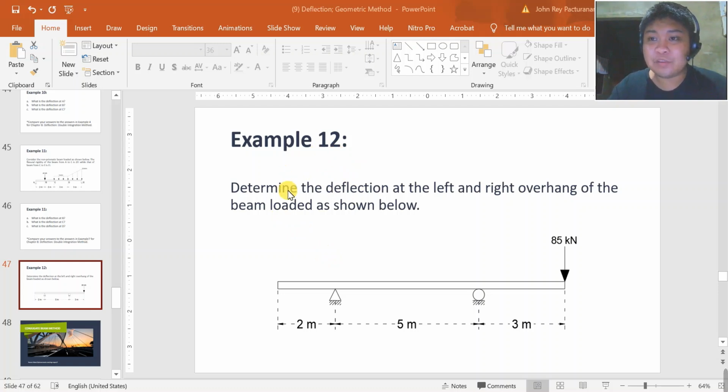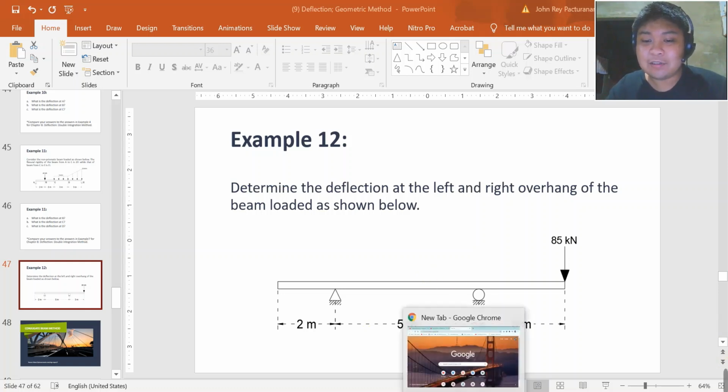Basahin ko lang, example number 12. Determine the deflection at the left and right overhang of the beam loaded as shown below. So ito siya. Actually, familiar ito class kasi this problem is example number 6 given in the double integration method. Of course, since na-solve na natin ito class using DIM, i-compare na lang natin yung magiging final answer natin using the moment area method. So sige, punta na tayo class sa OneNote.